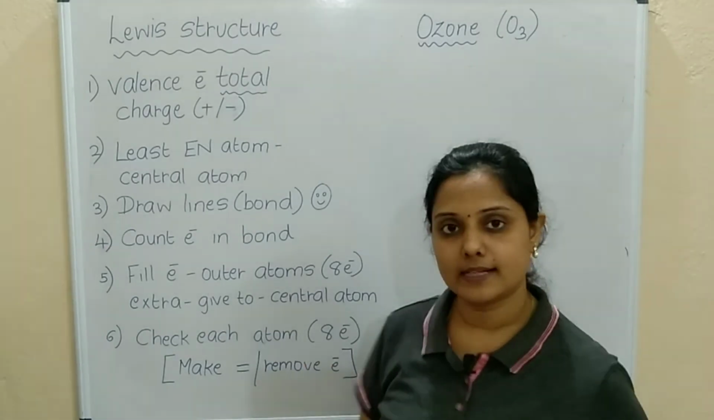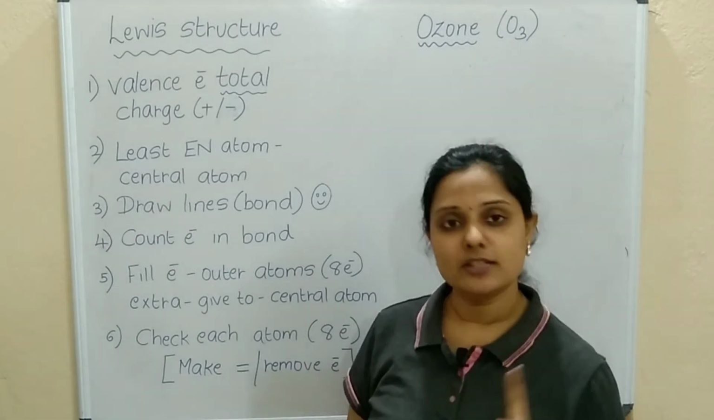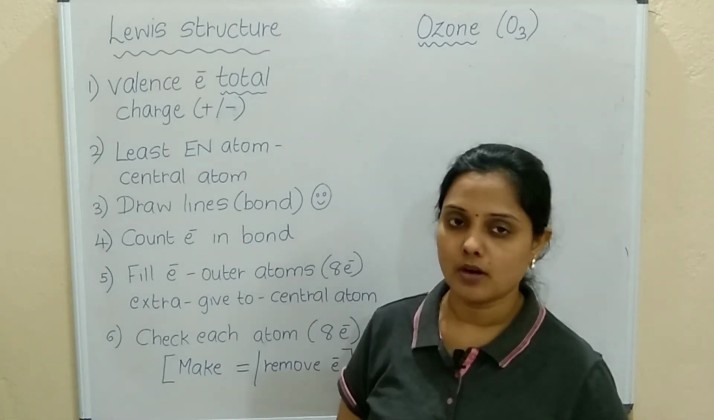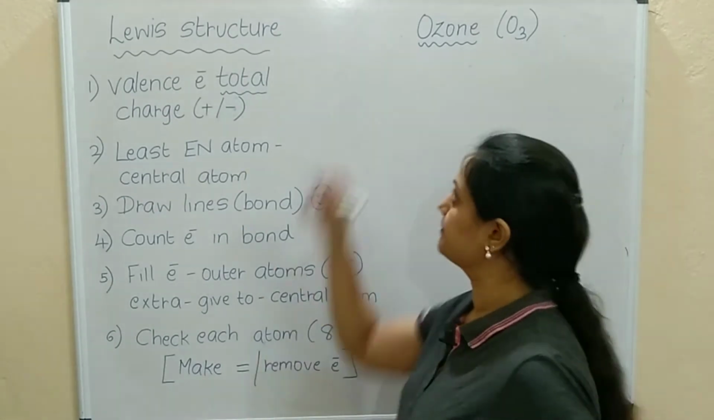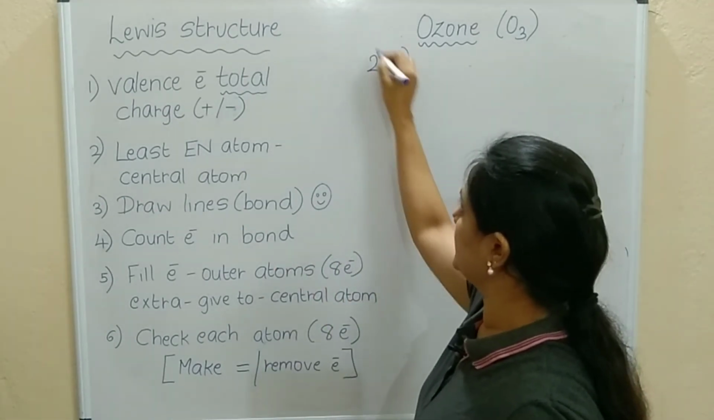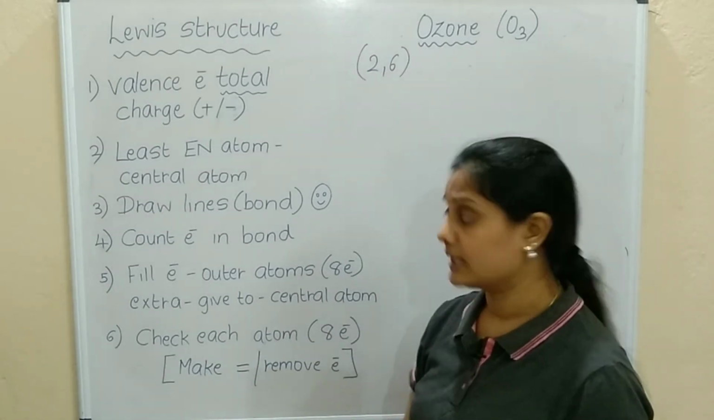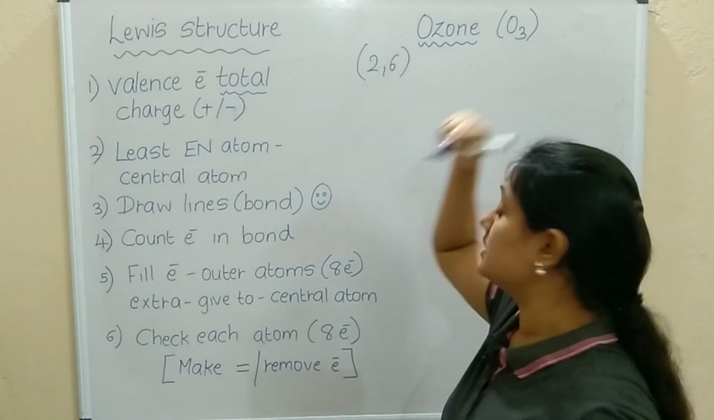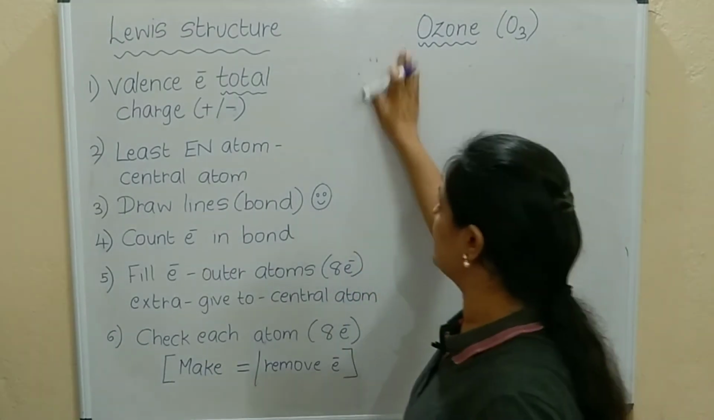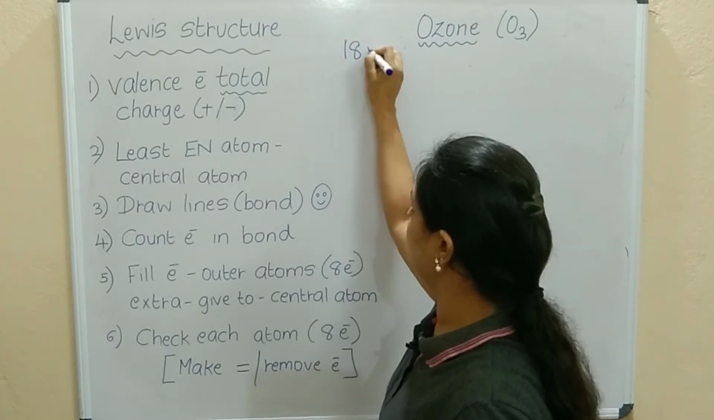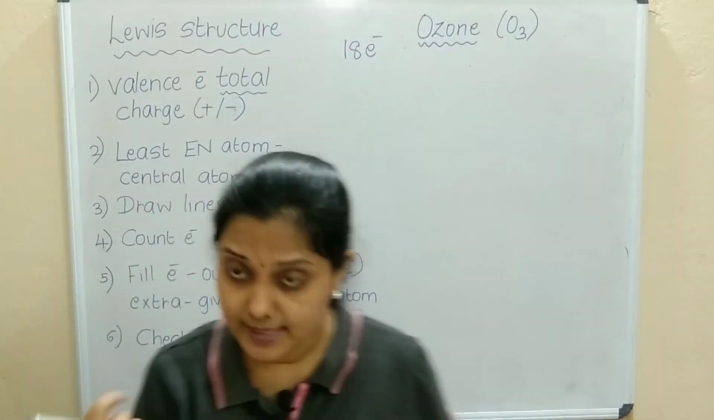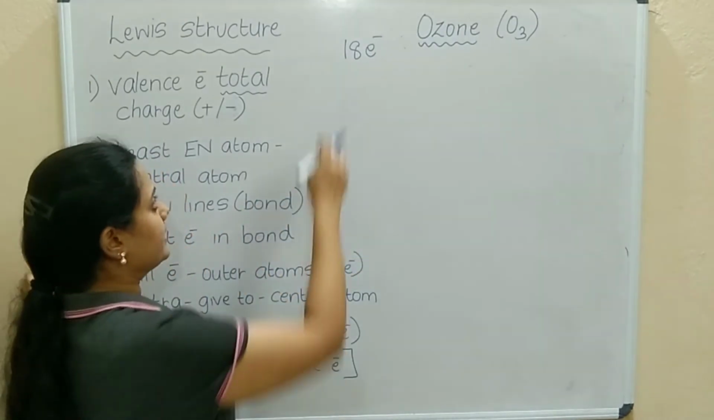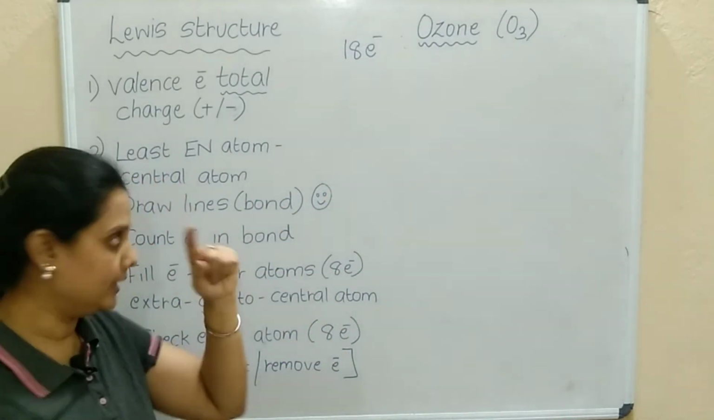How many valence electrons will there be? The atomic number of oxygen is 8, so the electronic configuration is 2, 6. So there are 6 valence electrons in one oxygen. There are 3 oxygens, so 6 threes are 18 electrons. Is there any charge, positive or negative? No, ozone is a molecule. So you have to fill 18 electrons in total.